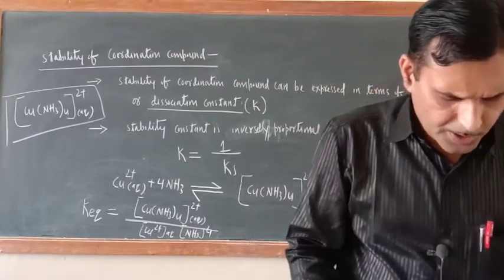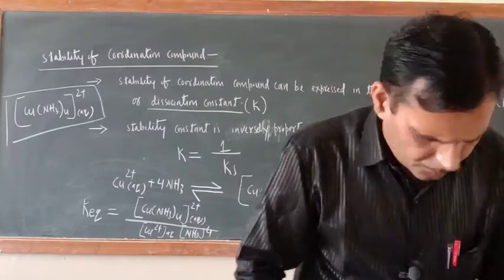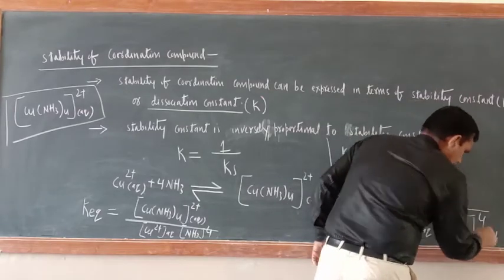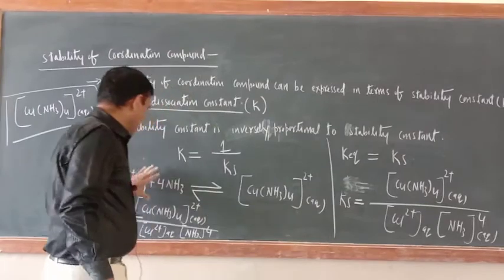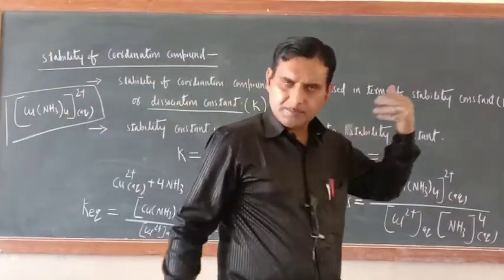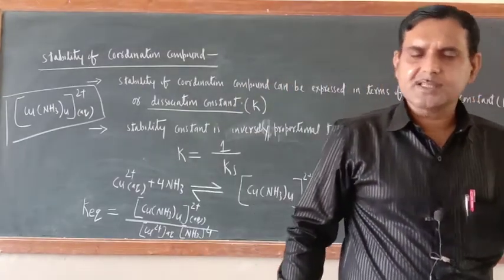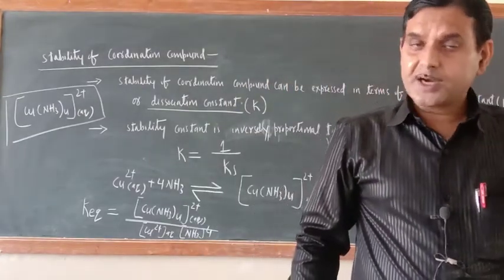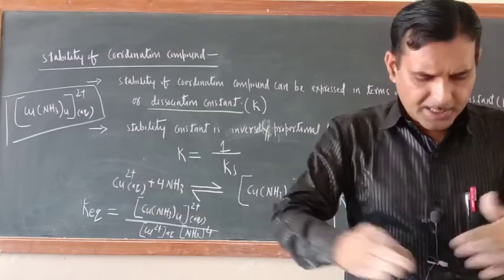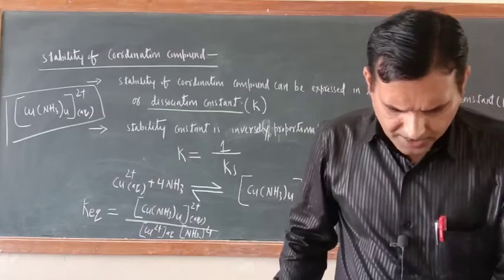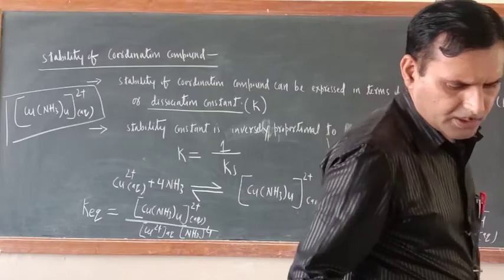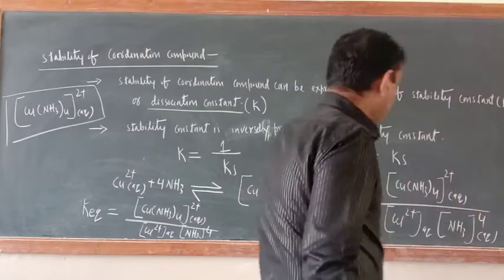So this is the story of Ks, but the discussion is not over. Why? Just see. Actually here I wrote it in one step only. This can be written in stepwise form also. If you write the same reaction in stepwise form, then you will get a different stability constant for each step, and later on we can sum them up. But right now, one of the most important conclusions is what we should draw here.